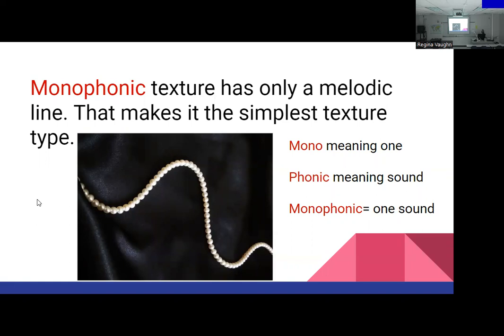Monophonic texture has only one melodic line. It's the simplest type of texture. When a little kid sings you Mary Had a Little Lamb, that's monophonic texture, because they're probably not going to be accompanied by anything. They're just going to sing. If I sit down at the piano and play one line of music with one hand and no harmony at all, that's monophonic texture. So mono meaning one, and phonic meaning sound, monophonic, one sound.